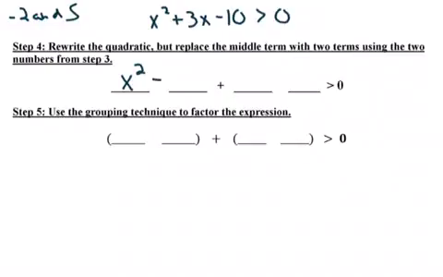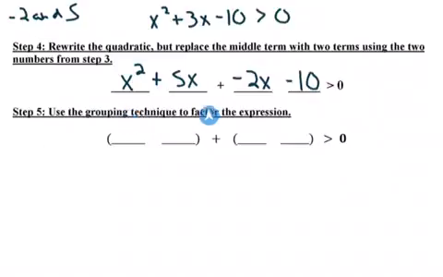Well, I'll do positive 5x, and then plus negative 2x, because a positive plus a negative, that's going to give me a negative. So we'll do negative 2x, and then we haven't changed our negative 10, so we bring that on down here, negative 10, and then all of this is greater than 0.